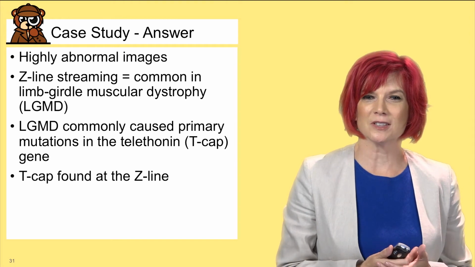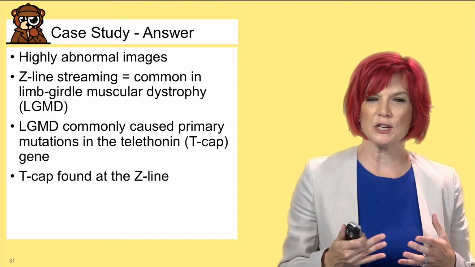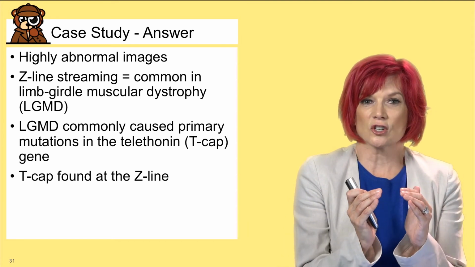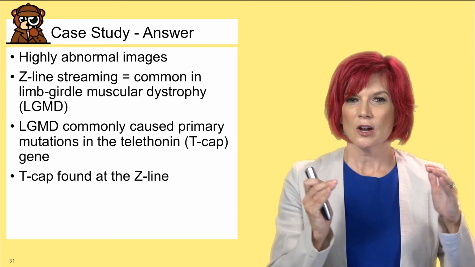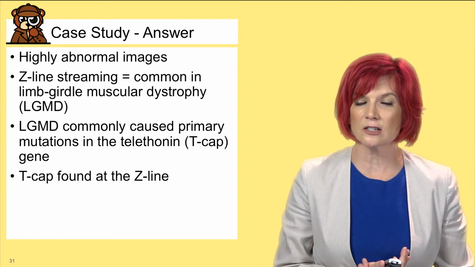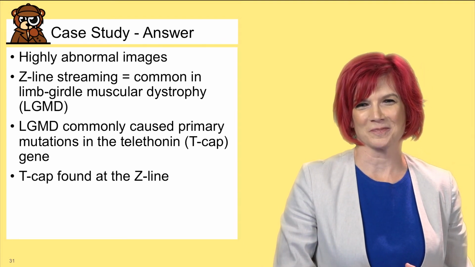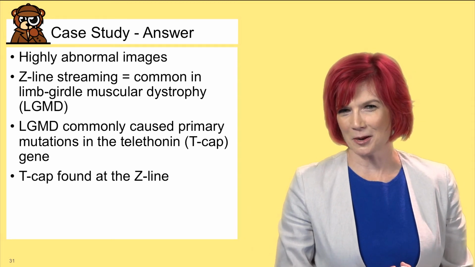So I hope you can see that the structural arrangements, both within the sarcomere and the interaction of the skeletal muscle fiber with its surrounding layers of connective tissue, are really critical for skeletal muscle function. So that wraps up our first mini lecture, and I look forward to seeing you in the second mini lecture.